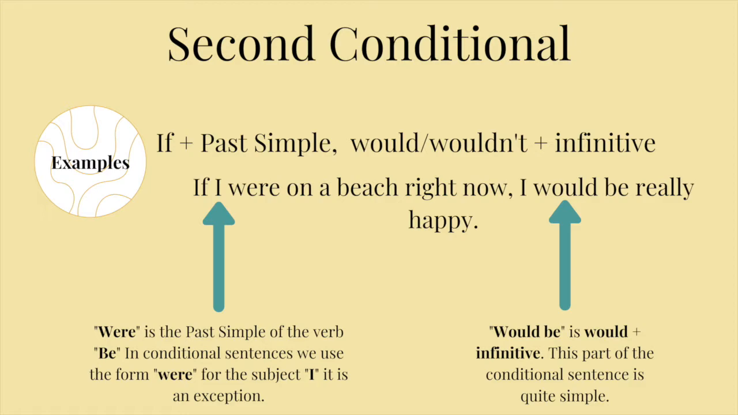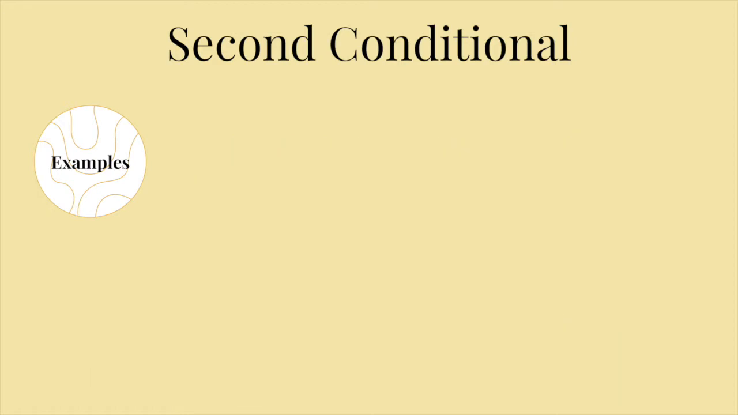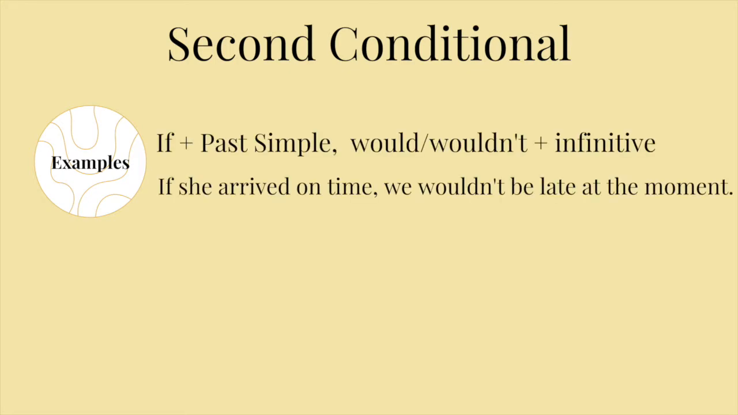Now let's look at the second part of the sentence. I would be really happy. Would be is would plus infinitive. This part of the conditional sentence is quite simple because we don't need to change anything. Now let's have a look at another example. If plus past simple, comma, would or wouldn't plus infinitive. If she arrived on time, comma, we wouldn't be late at the moment.